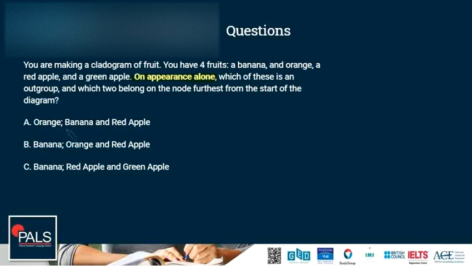The orange is the outgroup, and the two that belong to the group furthest away from the node, banana and red apple, or banana outgroup, orange and red apple, or banana outgroup, red apple and green apple. Have a quick think. If you need more time, you can pause the video. The correct answer here is C again.